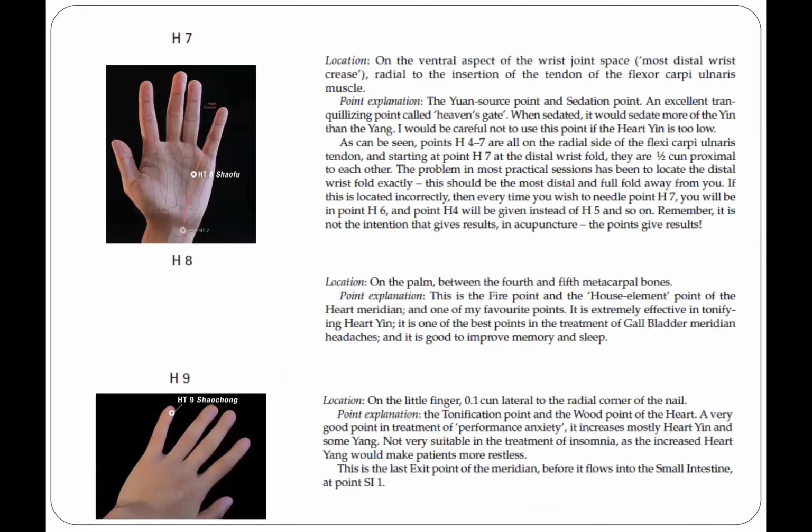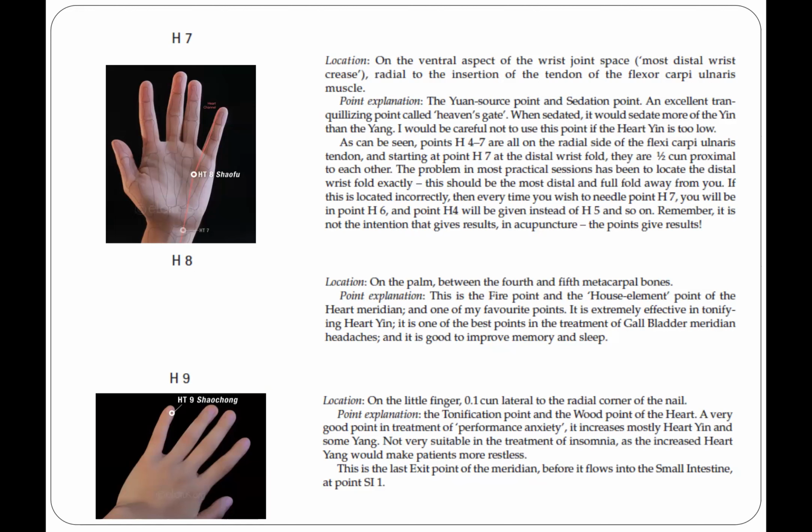Heart 7 is located on the ventral aspect of the wrist joint space, the most distal wrist crease, radial to the insertion of the tendon of the flexor carpi ulnaris muscle. Heart 7 is the yuan source point and sedation point. It is an excellent tranquilizing point called Heaven's Gate. When heart 7 is sedated, it would sedate more of the yin than the yang. So we should be careful not to use this point if the heart yin is too low.